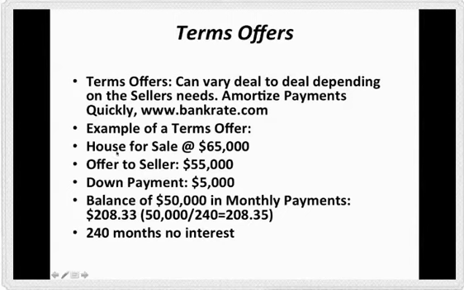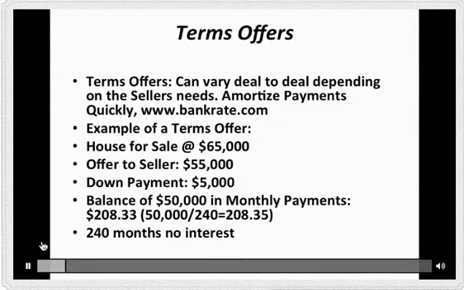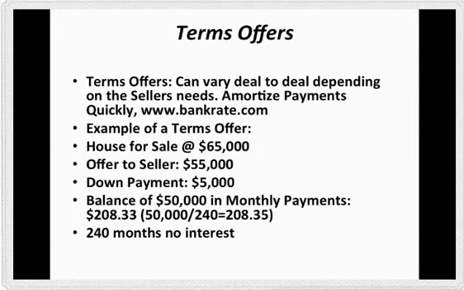We'll just start right here. So you locate a property that's for sale at $65,000. So you send your offer over to the seller. Say, Mr. Seller, here's my offer to you. My offer is $55,000 as a sale price, a down payment of $5,000, and the balance of $50,000 in monthly payments. And that would break down to $208 a month for 240 months. And down here at the bottom, 240 months, no interest.